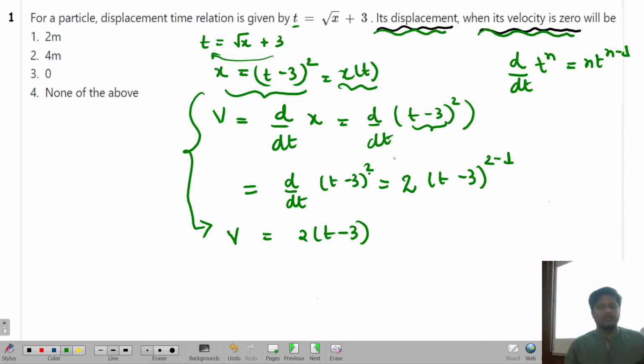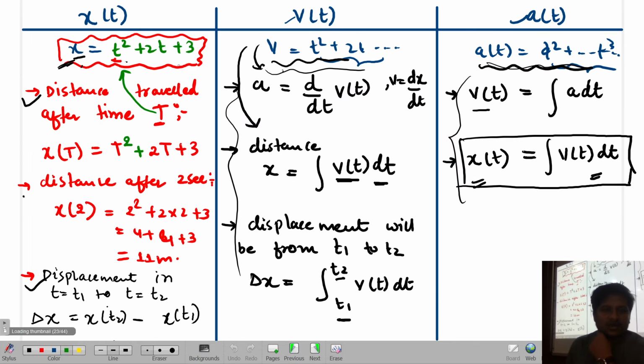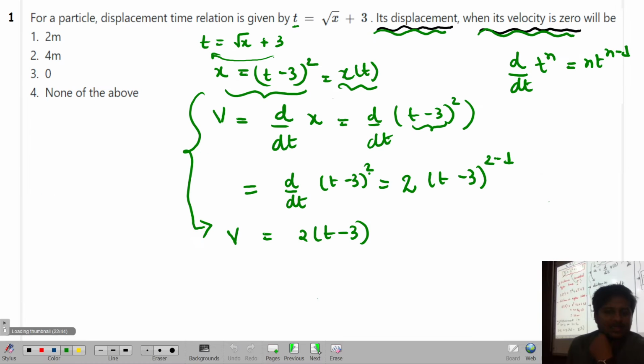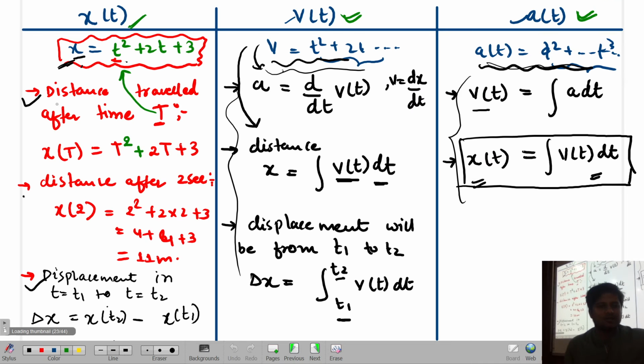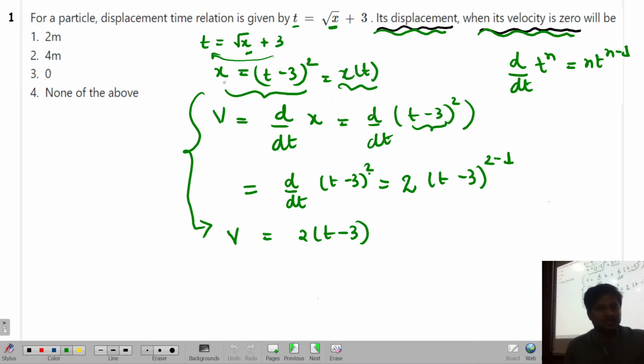Okay, so look over here, see this. What I told, let's suppose your time was given as root x plus 3, but in these three boxes I did not have any kind of time equation. If time is given, there is no formula for that. So you need to convert your equation either in the form of x of t, v of t, or in terms of acceleration and time. That's what I did over here. I tried to form an equation of x, because x was given, so that I can utilize these formulas. I got x is equal to t minus 3 whole square, and that is my x of t.